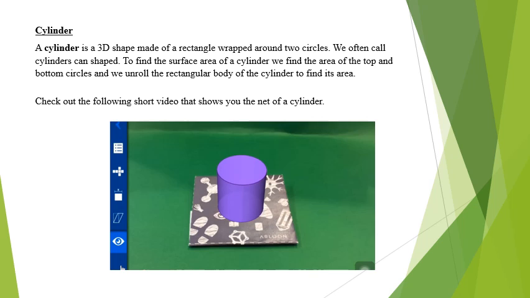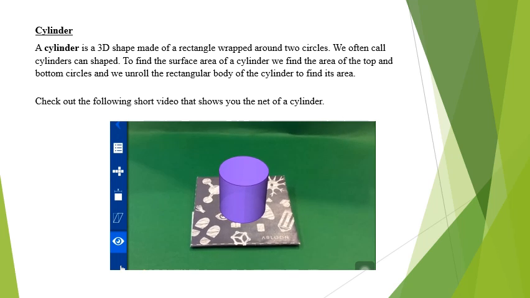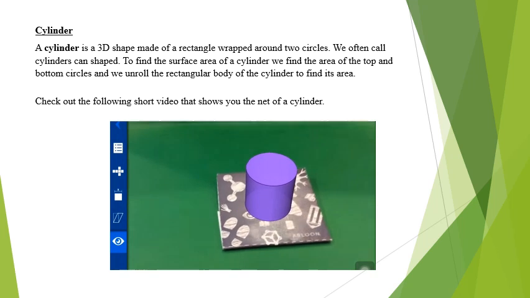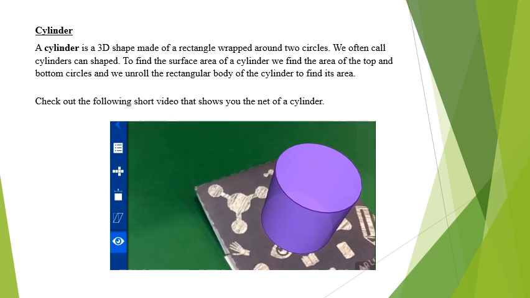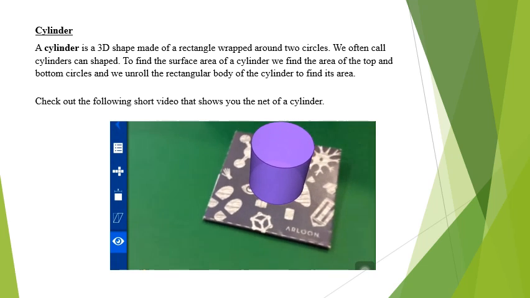So a cylinder is a 3D shape made of a rectangle wrapped around 2 circles. We often call cylinders can-shaped. To find the surface area of a cylinder, we find the area of the top and bottom circles, and we unroll the rectangular body of the cylinder to find its area. So I'm going to show you a quick video just so you can see what the net of a cylinder looks like. So we have a cylinder here, and then it's going to be unrolled or unraveled, and you can see what it looks like.